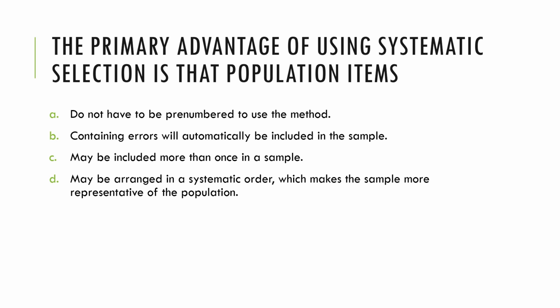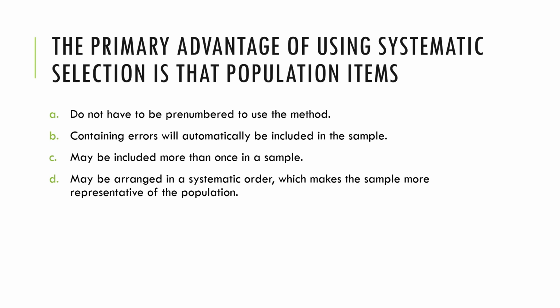Letter A, they do not have to be pre-numbered to use the method because you can use the physical arrangement. Letter B, containing errors will automatically be included in the sample. Actually, there is no sample selection technique that can automatically include the errors, so it's not B. Letter C, may be included more than once in a sample, and while this may have something to do with sampling with replacement and sampling without replacement, it is not a specific identifier. It's not specifically identified with systematic selection, so it's not letter C either.